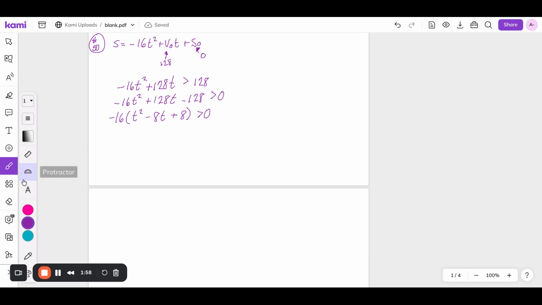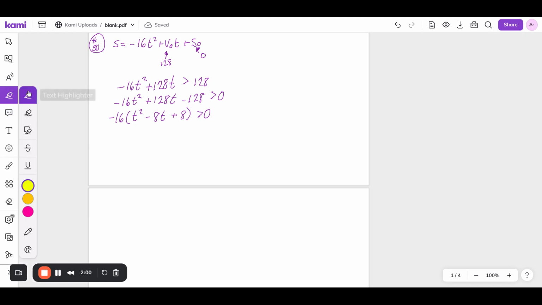Now, this part right here is not factorable. You have to try as you may to factor, but I need two numbers that multiply to 8 that are going to add to 8. Signs are the same, they're both negative. That's not going to happen. So you're going to have to complete the square with this.